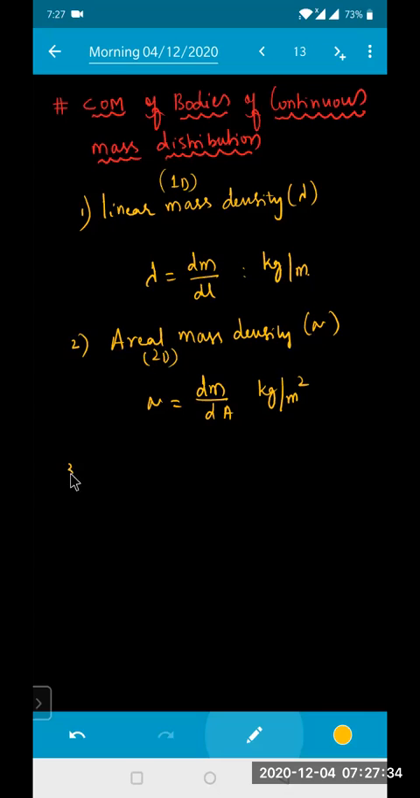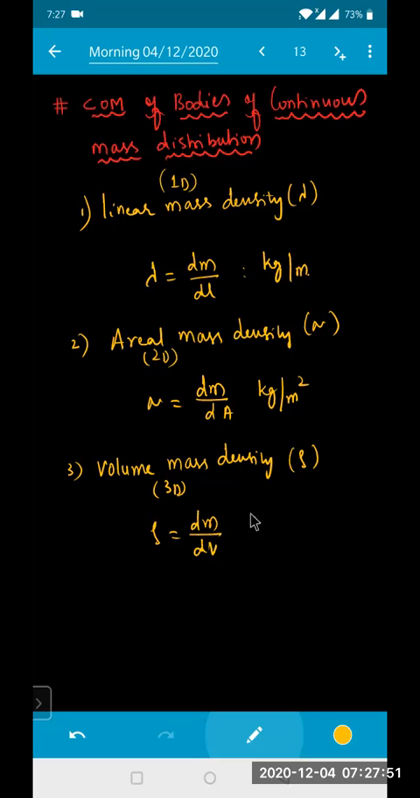And the third one is volume mass density, represented by rho. This is for your 3 dimensions. So rho is equal to mass per unit volume, that is dm by dV. So the unit for this one is kg per meter cube.